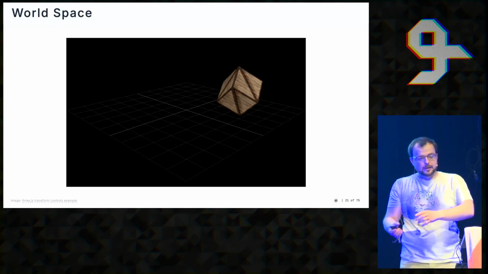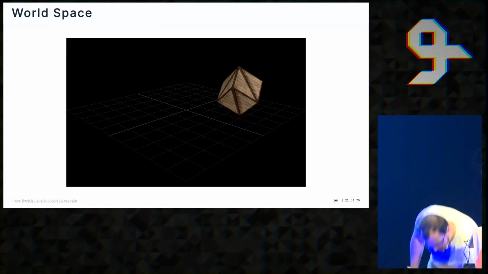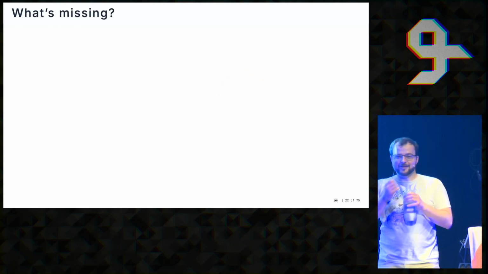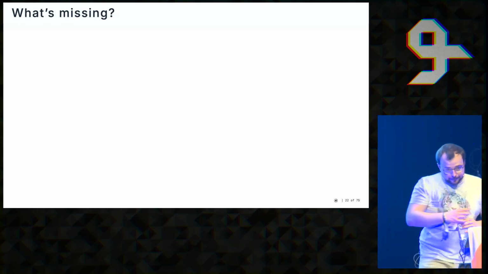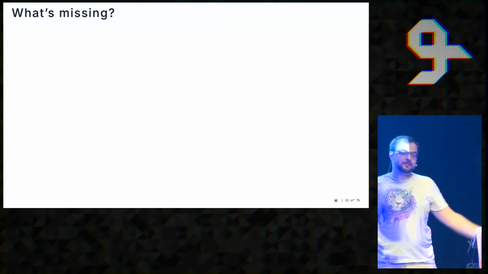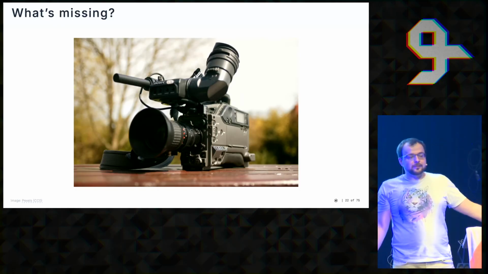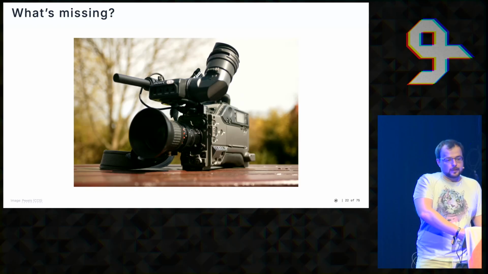Now, we have objects in a scene, but there is one thing that's missing. Any idea as to what? Yeah? Camera? Yes, the answer is a camera. You need to have a viewpoint in that scene, especially if you want to move through it.